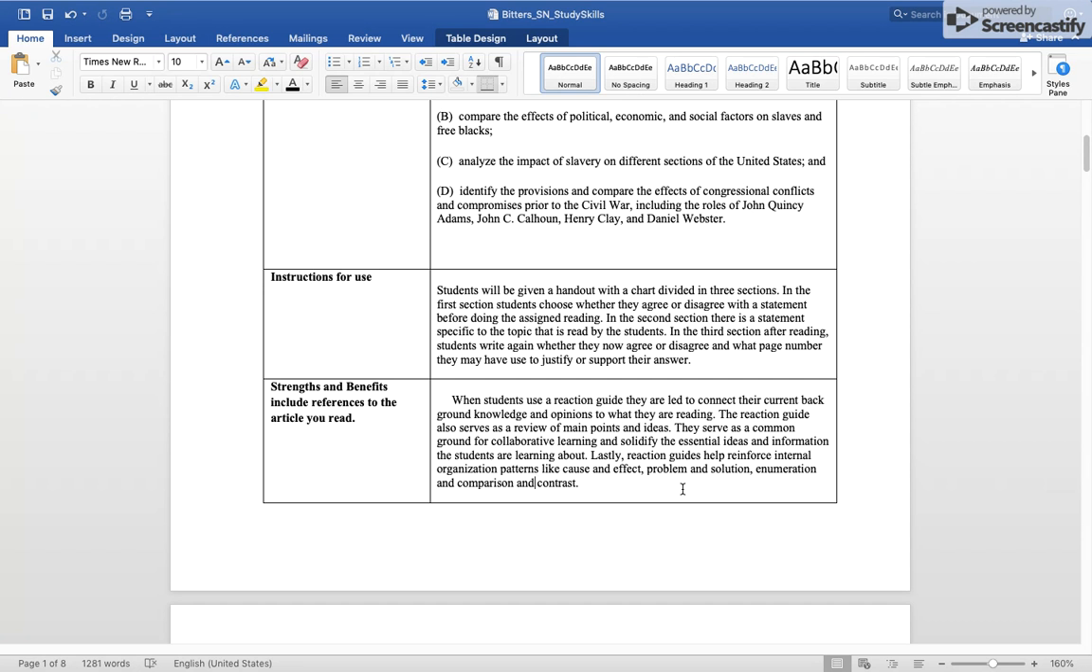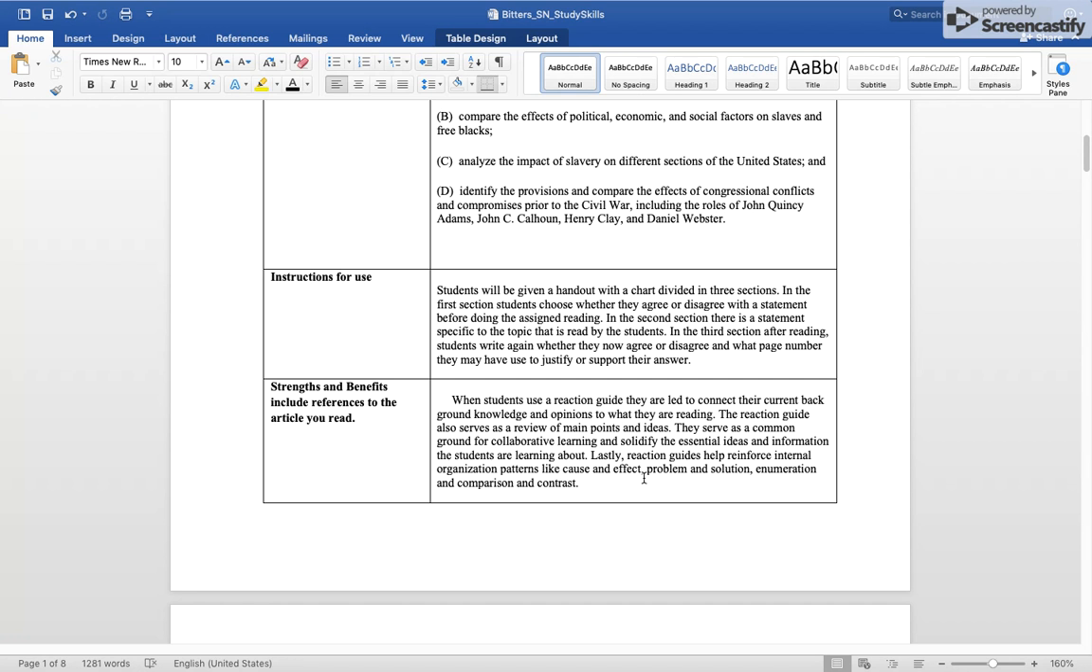I feel like when they are trying to talk about it, how they see it and how they feel about things. But in the book, More Tools for Teaching Content Literacy, it talked about when students use a reaction guide, they are led to connect their current background knowledge and opinions to what they're reading. And then the reaction guide also serves as a review of main points and ideas. They serve as a common ground for collaborative learning and solidify the essential ideas and information the students are learning about.